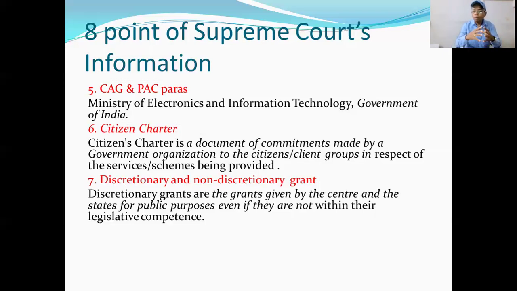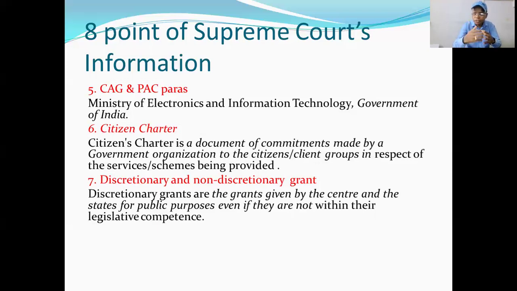Maximum public authorities acquire this public document, because in an institution, in an organization, in an office, in a public authority, there should be a public document, and that public document should be reflected under this point number 6, that is the citizen charter.